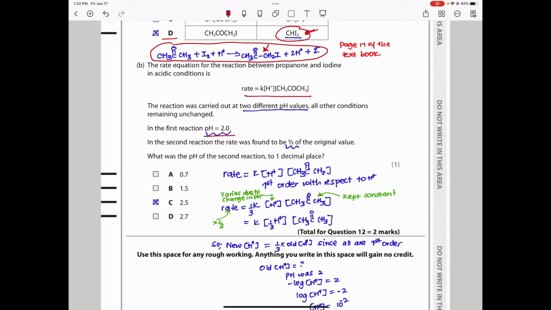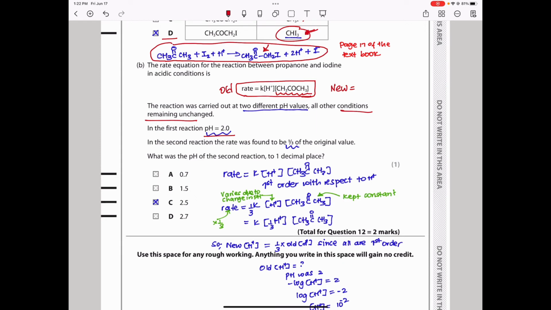In the second reaction, the pH, the rate was found to be a third of the original. So if I can use the equation, if this is the rate equation we're talking about, and this is the old rate, and the new rate is basically a third the original rate. Yet they said here all the other components remain unchanged. So even the concentration of this remained unchanged. It means it's only the concentration of iodine that changed.